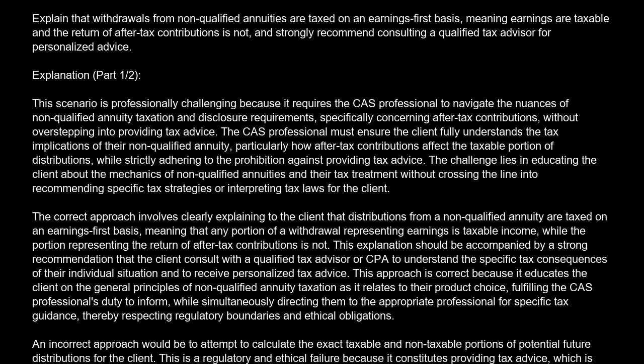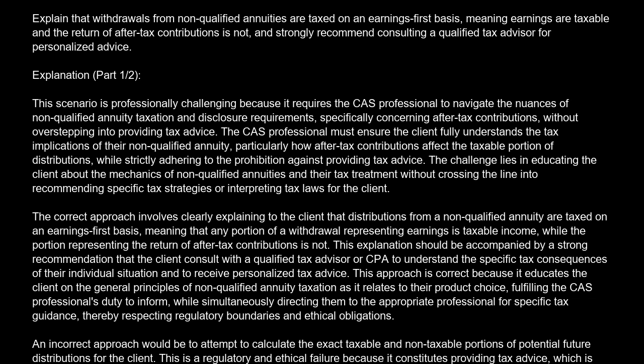because it requires the CAS professional to navigate the nuances of non-qualified annuity taxation and disclosure requirements, specifically concerning after-tax contributions, without overstepping into providing tax advice. The CAS professional must ensure the client fully understands the tax implications of their non-qualified annuity, particularly how after-tax contributions affect the taxable portion of distributions, while strictly adhering to the prohibition against providing tax advice. The challenge lies in educating the client about the mechanics of non-qualified annuities and their tax treatment without crossing the line into recommending specific tax strategies or interpreting tax laws for the client.